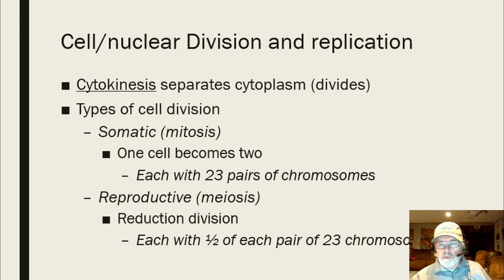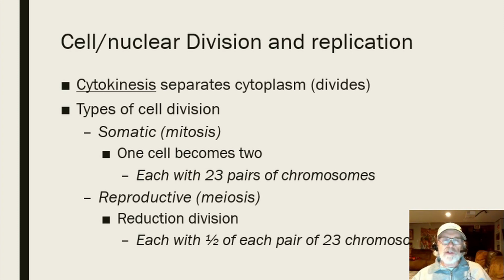The first one's called somatic cell division, and the process of somatic cell division is also called mitosis. This is where one cell becomes two, and each of the two cells that came from the one cell will have the 23 pairs of chromosomes, which will be identical from one cell to the other. That's called somatic cell division, or the process of mitosis.